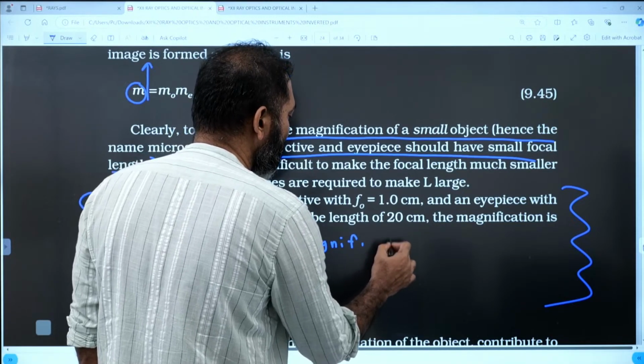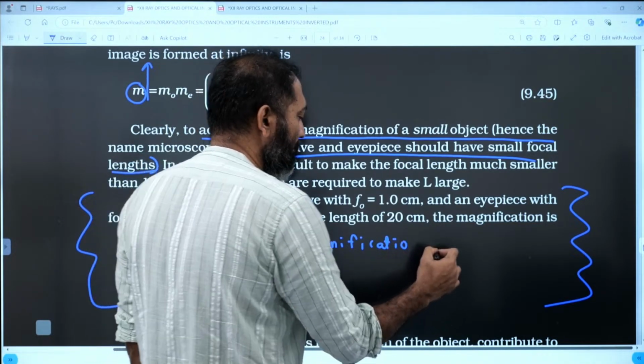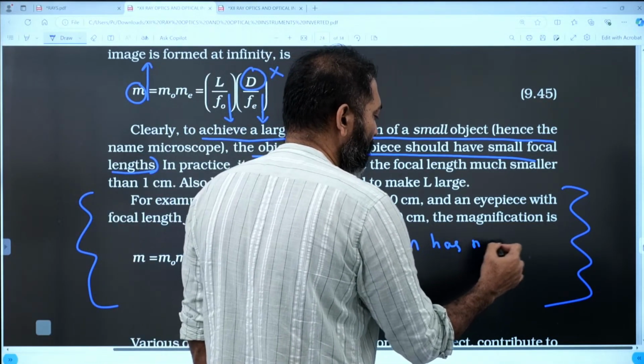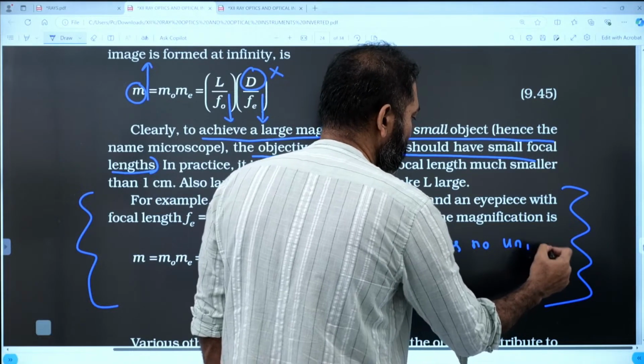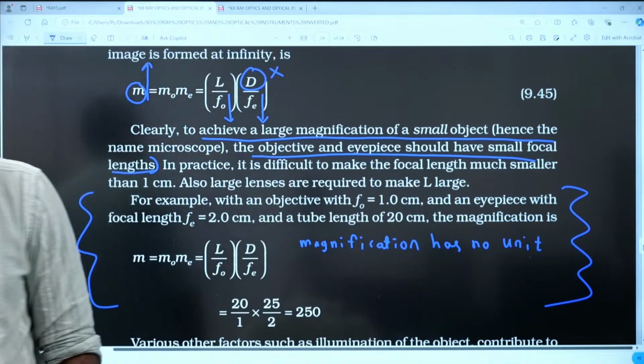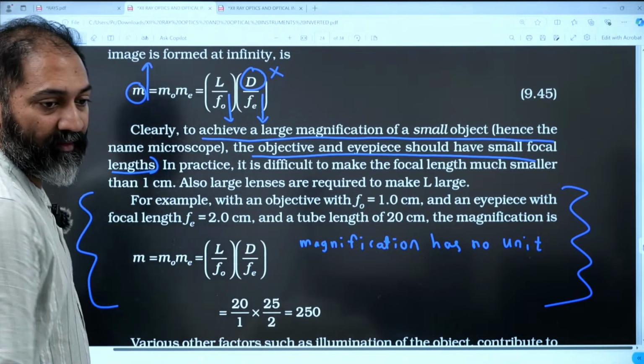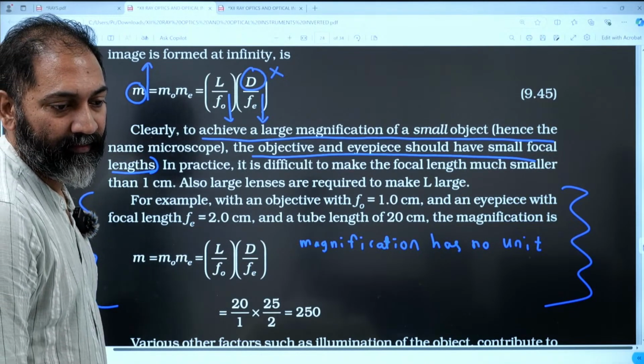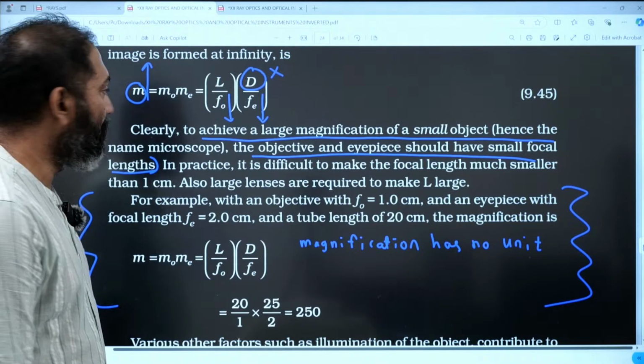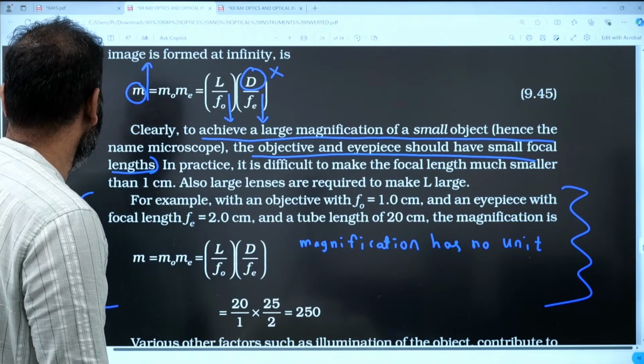Magnification is the same as refractive index, no unit. Magnification has no unit. It's important to note that magnification has no unit. Any doubt in that problem? Is that clear?